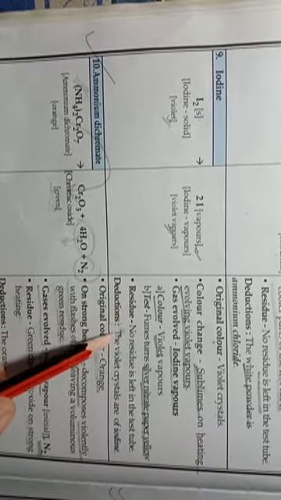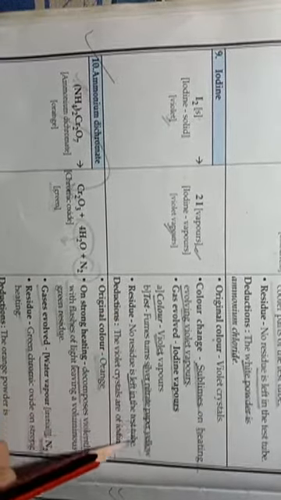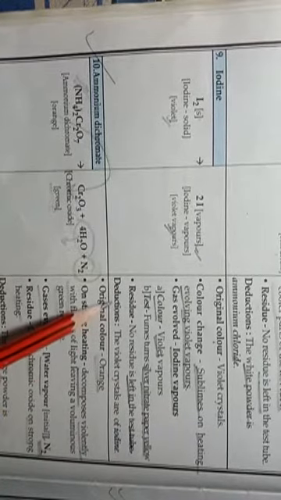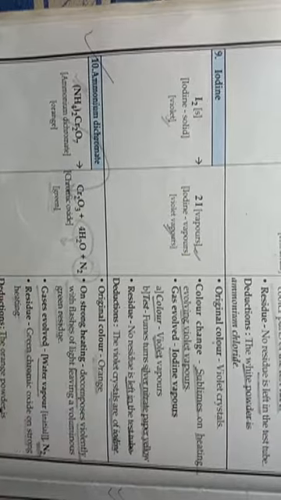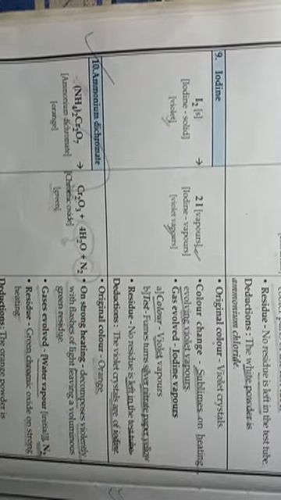Okay, no residue is left in the test tube. So what will be the deductions? The violet crystals are of iodine. So in this way we will test given iodine crystals in the lab.